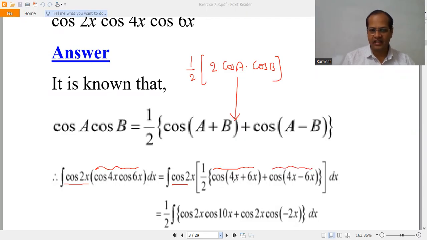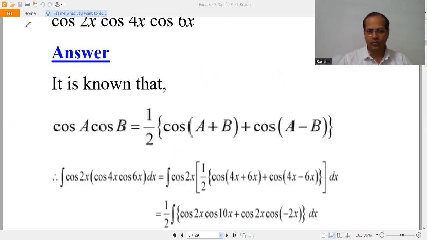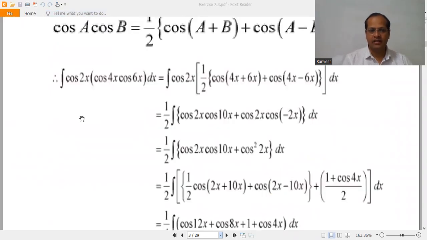Now after that, this is cos 10x and this is cos of minus 2x. After that, we multiply, and this 1 by 2 we take outside and multiply by cos 2x, which is outside. Now this is cos 10x, multiplied here by cos 2x, cos 10x, cos 2x into cos of minus 2x. Again we have to apply the same formula, and here cos squared 2x.